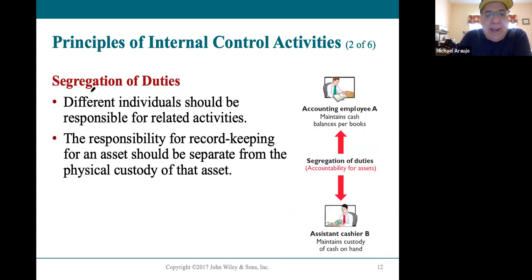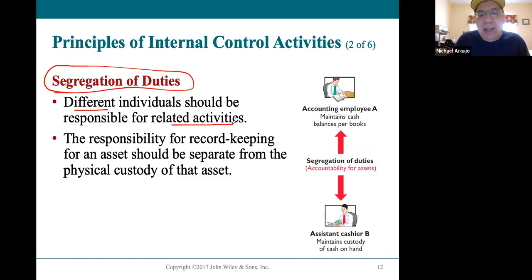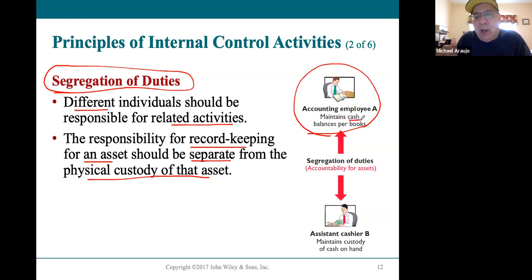Another way that they handle this is to separate or segregate the duties so that different individuals are responsible for similar activities. And so it's easier to find out if fraud is happening, okay? Here your book gives you the idea that the record keeping for an asset is going to be separate from the actual physical custody of that asset, right? So you might have someone who maintains the books. That's employee A here, and they're looking at cash through the record keeping system. This is how much cash we have.